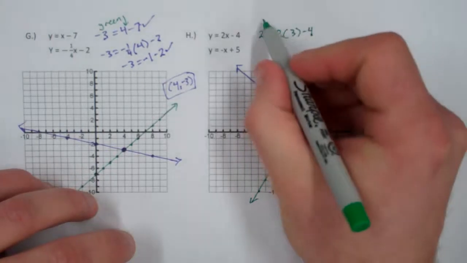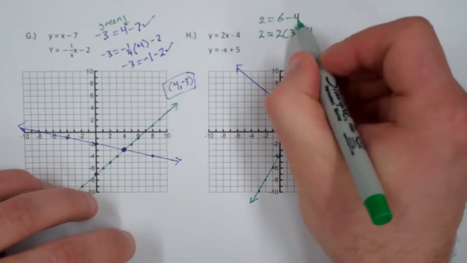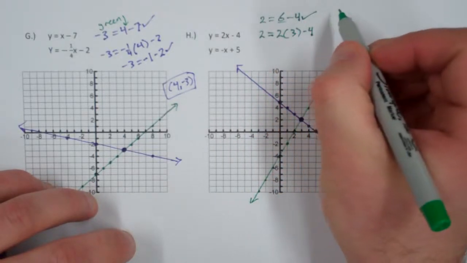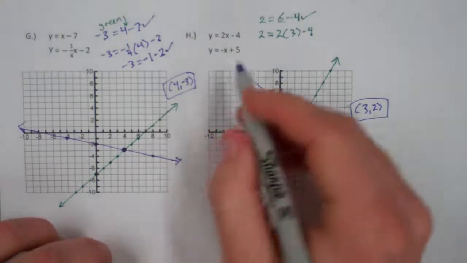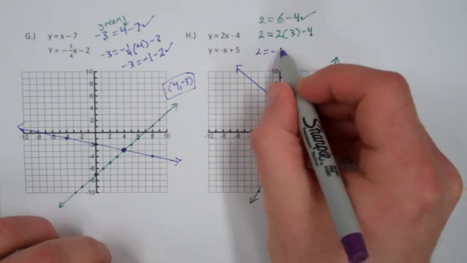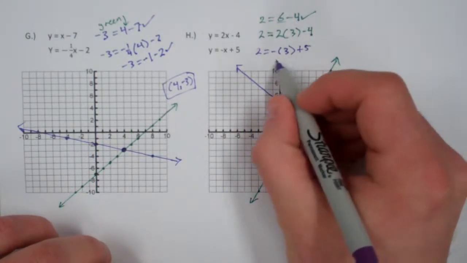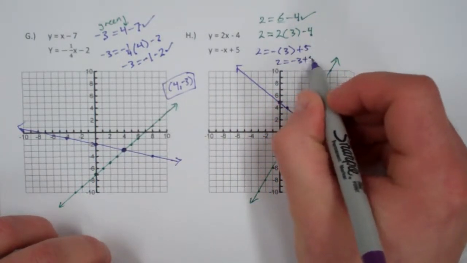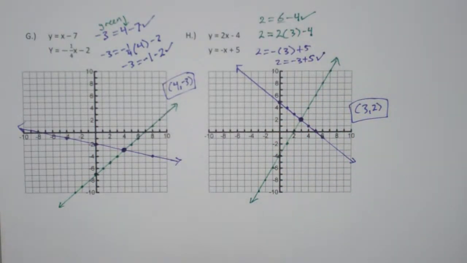If we do a little bit of order of operations work on the right side, we've got 2 times 3 is 6 minus 4, and 6 minus 4 is 2. So that one checks. And hopefully the second one checks as well. Let's see if it does. 2 is equal to the opposite of x, which we think is 3, plus 5. So 2 is equal to negative 3 plus 5. That is also true. And we are all finished.